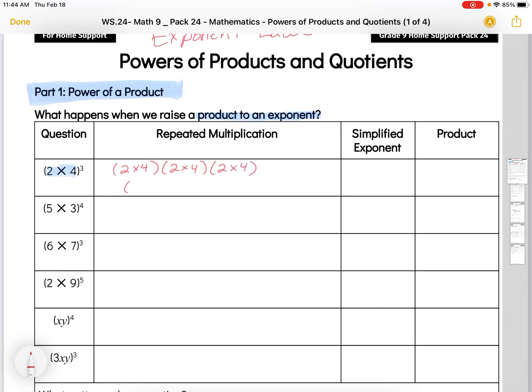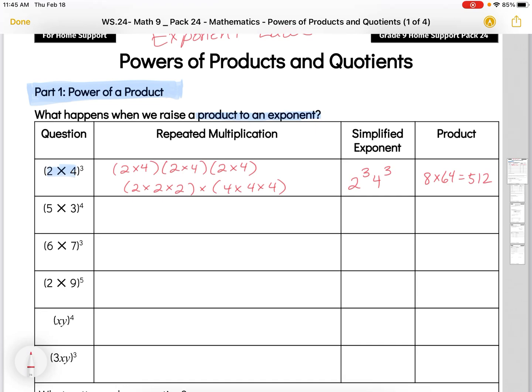Now I can rewrite that as 2 times 2 times 2 times 4 times 4 times 4. So if I wrote that as a simplified exponent, that would be 2 to the 3 times 4 to the 3. And my product, therefore, if I evaluate that using my calculator, I would go 2 to the 3, which is 8, times 4 to the 3, which is 64, which equals 512.